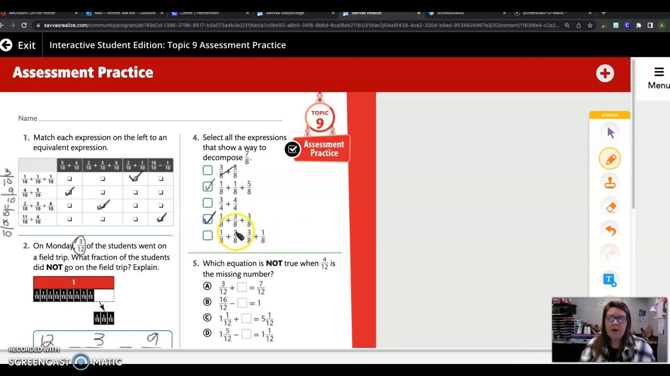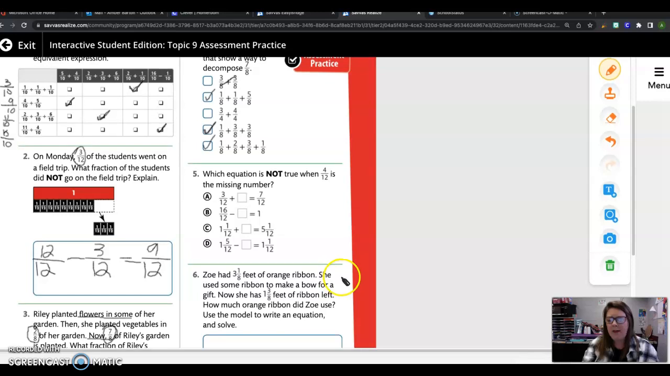Let's double check. 1 plus 2 is what? 3. 3 plus 3 is 6. 6 plus 1 is 7. And the denominator is 8. So that is also a way that we can decompose 7/8. Okay? Let's move on to number 5.